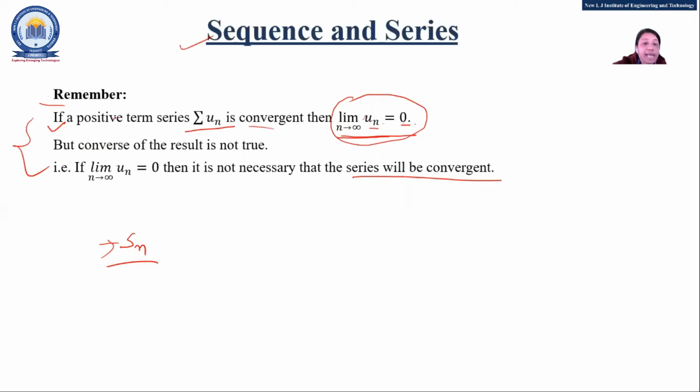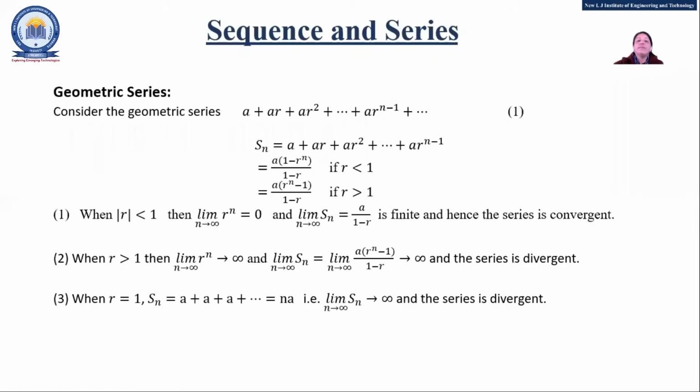Now we will have some types of series, like geometric series, telescopic series, and so on. And some tests are also there. What we are going to learn in this chapter: sequences, types of series, and what tests are there to check whether a series is divergent or convergent. So we are going to learn the different types of tests and different types of series. The first series we will start with is the geometric series.